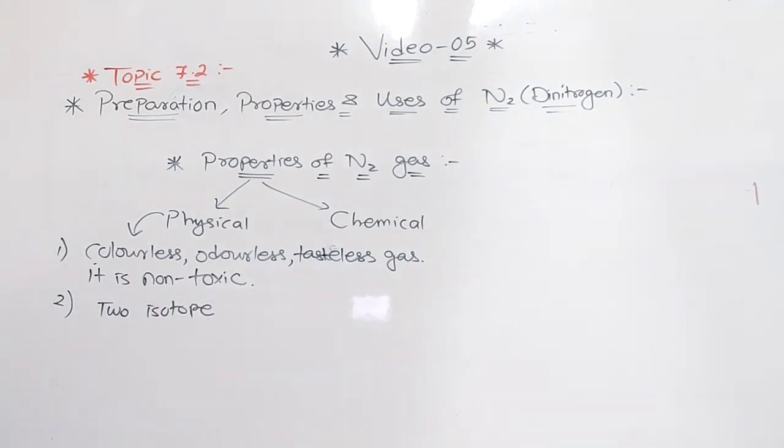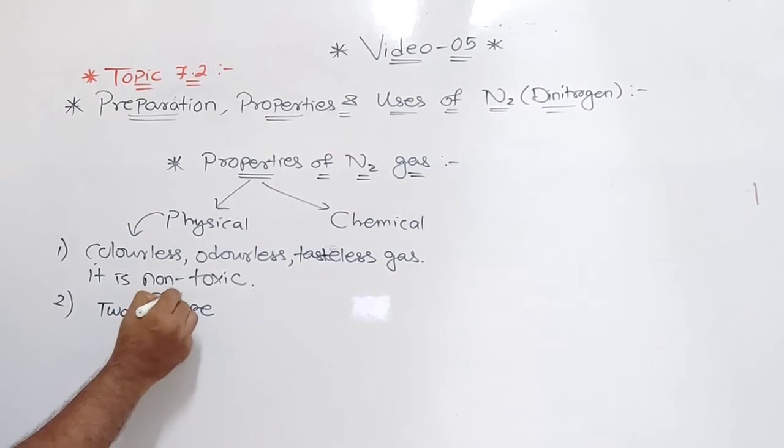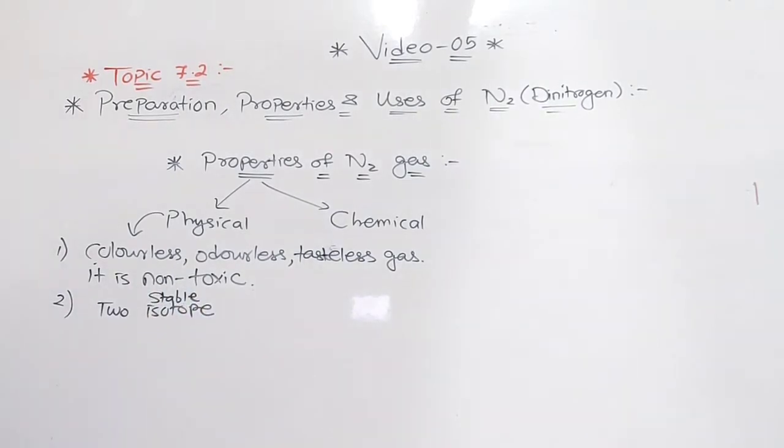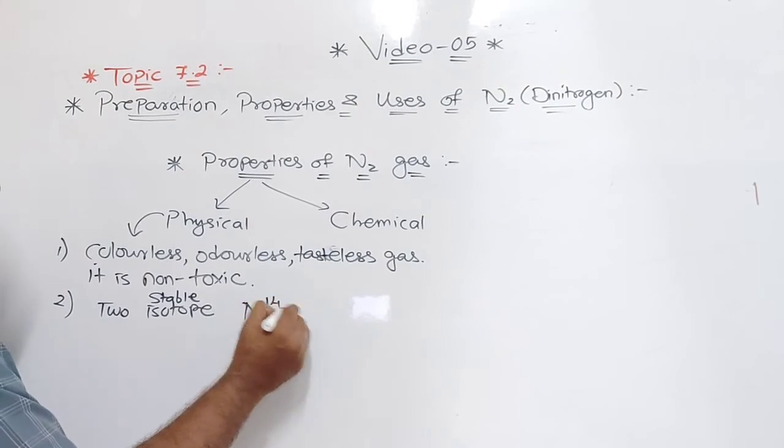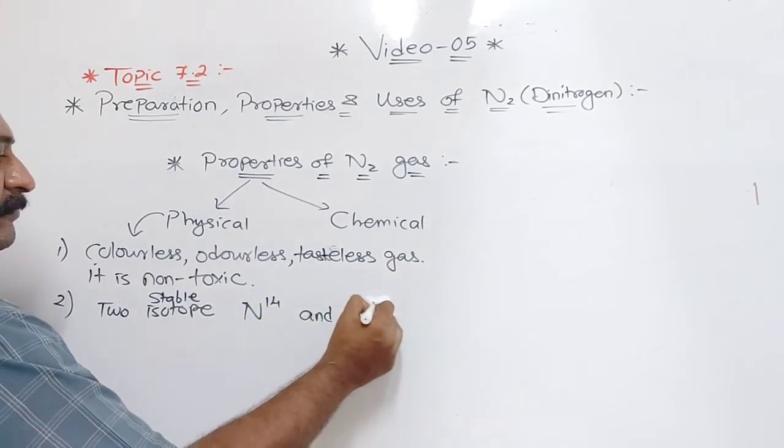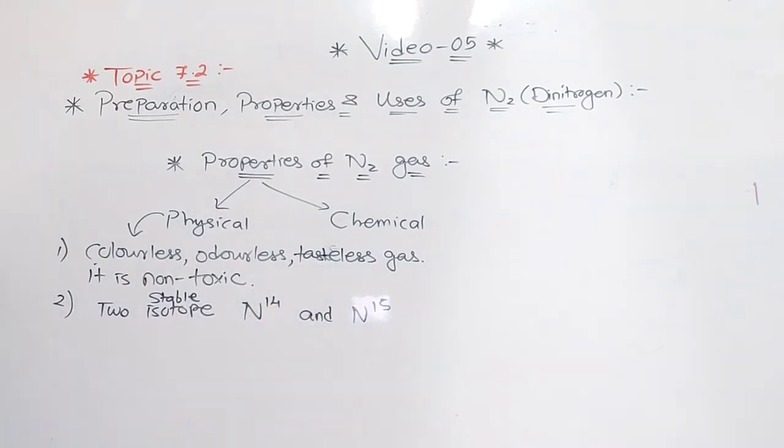When we say it has two stable isotopes, the word is what? Two stable isotopes. Now isotopes, you must have studied, have the same atomic number but different atomic mass, and those isotopes are N-14 and N-15. These are the two isotopes we got. Understood?